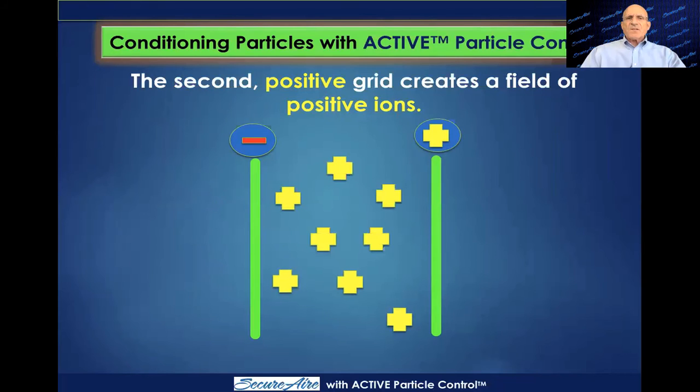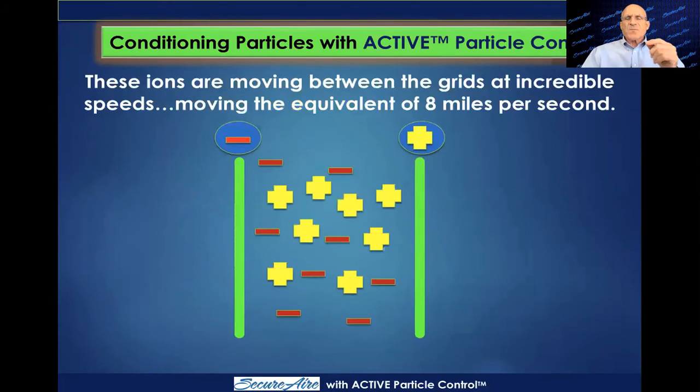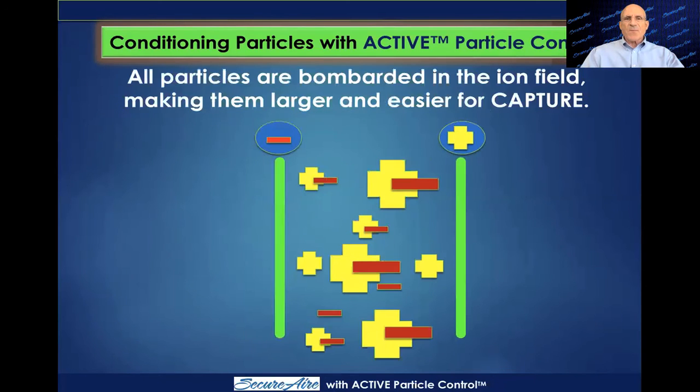And these ions, oppositely charged from the grids, are going to be attracted over to the opposite charge and repelled by the same charge, so that they're going to bounce back and forth at the unbelievable speed of 8 miles per second. So we have literally millions, billions of small ionized particles bouncing back and forth between the grids. Well, if things are going to bounce back and forth and they're oppositely charged, you can imagine what happens next.